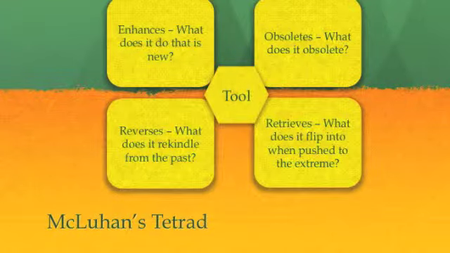One method to analyze the emergence and obsolescence of technological innovations is by using McLuhan's tetrad. This tool facilitates the analysis of the processes surrounding the adoption and diffusion of technology. The four sections of the tetrad explore what the innovation enhances, obsoletes, reverses, and retrieves.